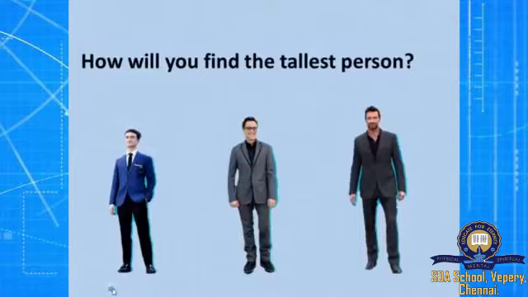How will you find the tallest person? Here there are three persons. So from that, in order to find the tallest person, we have to compare the heights of the persons. Likewise, if you want to find the tallest student in your class, you have to compare the heights of all the students. So like that, in order to find the smallest and the greatest number, we have to compare the numbers.